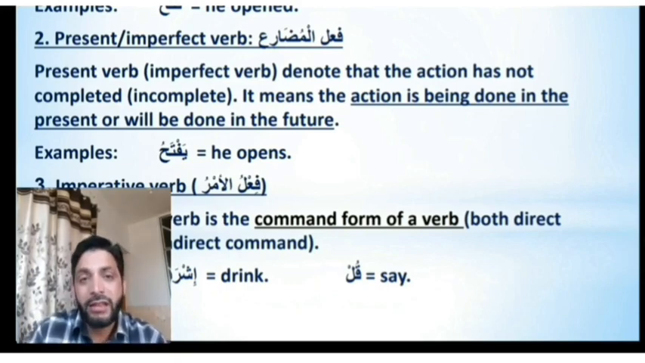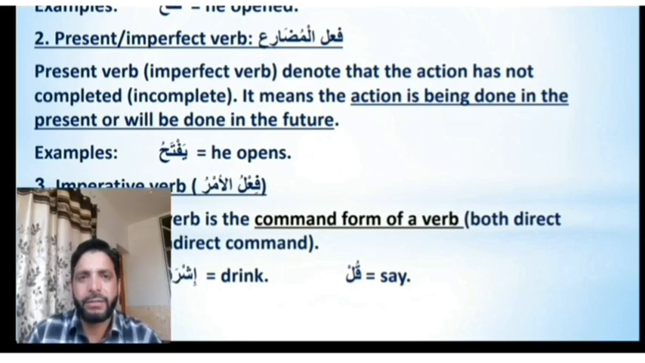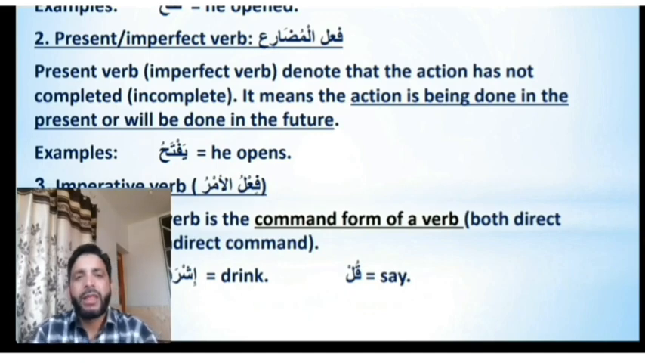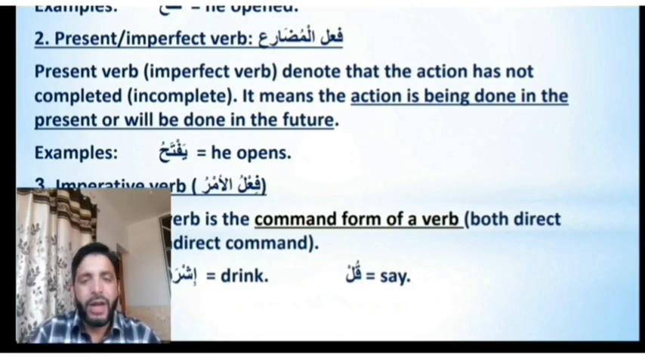When you prefix seen before it, it becomes sayaftah. You can also prefix sawfa as well. Sawfa yaftah, he will open. But in both cases, this verb becomes specific for future. So to sum up, we can say that fi'l mudari is a verb that denotes either the present or the future. To make it specific for the future, we can add seen or sawfa before it.